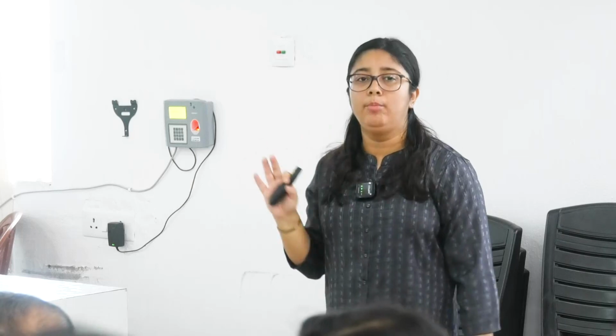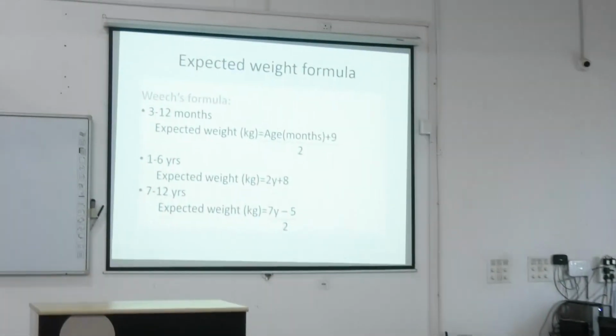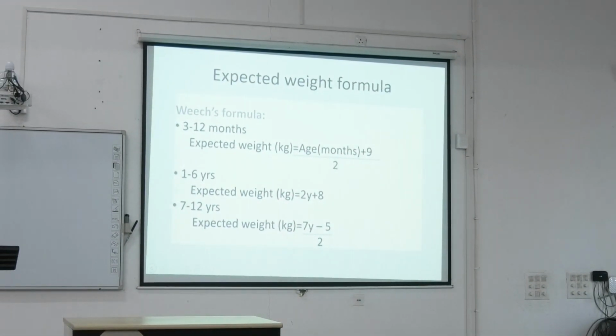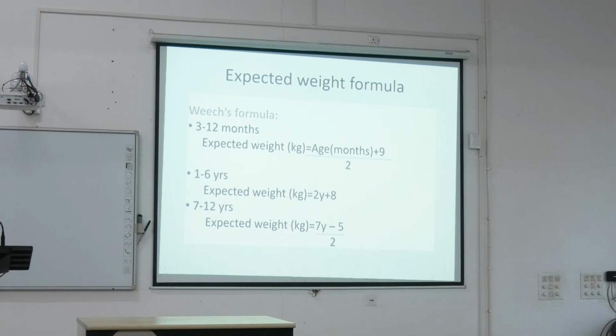So this is a formula. This will work. Formula always works. This is a very important formula. It's called Weech's formula. I'm not going to say it, but just try to calculate once. So for example, we'll take 1 to 6 years. Say 5 years old. So what will be the expected weight? 2 into age plus 8. 18 kgs, right? So that is good. This is how we calculate. And from 7 to 12 years, it's a bit complicated, but fine. Just try to remember this and apply it when it comes.